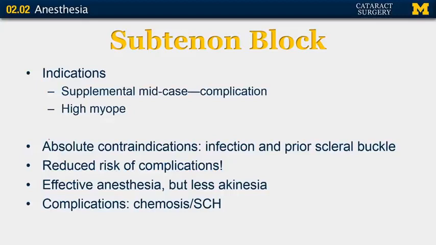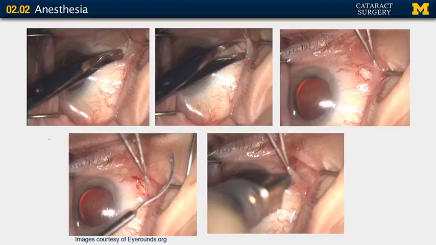Also, for patients who have high myopia, a sub-Tenon's block is also a good type of anesthetic to use. Absolute contraindications include patients with active eye infection or prior scleral buckle. The main advantage of the sub-Tenon's block is reduced risk of complications compared to retrobulbar block. It's an effective form of anesthesia, but less so with akinesia, and potential complications include local chemosis and subconjunctival hemorrhage.